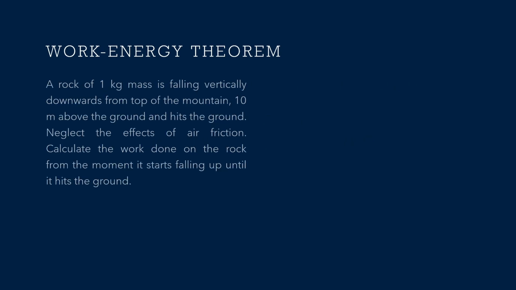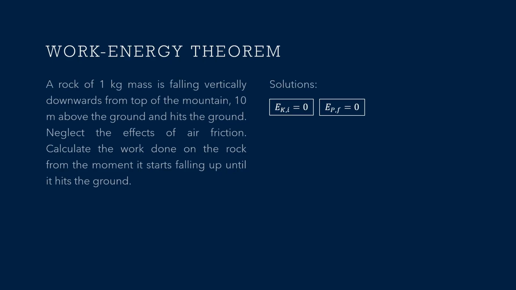Let's say a rock of 1 kilogram mass is falling vertically downwards from the top of a mountain, 10 meters above the ground, and it hits the ground. Neglect the effects of air friction. Calculate the work done on the rock from the moment it starts falling until it hits the ground.